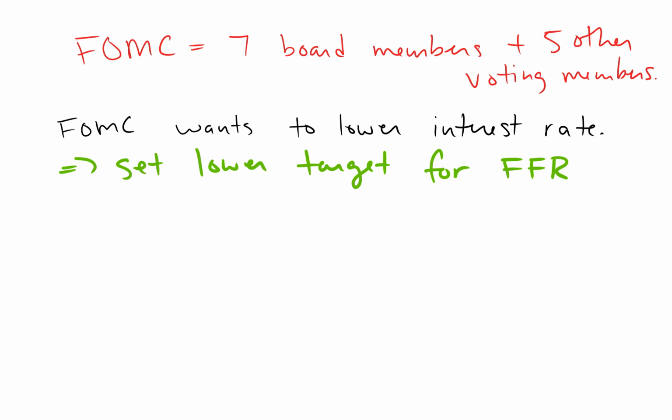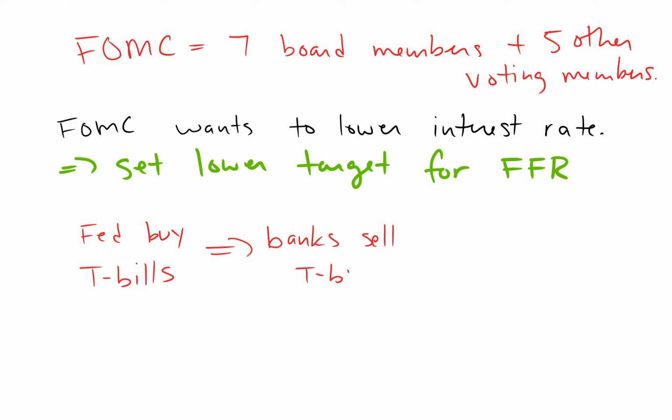And so how do they do this? The first thing they do is the Fed is going to buy T-bills, these short-term government bonds. These are short-term bonds of 1 year or less. Now, who do they buy them from? Well, they buy them from the banks, right? So the banks are selling the T-bills. They had these on their balance sheet as assets before. They sell the T-bills.